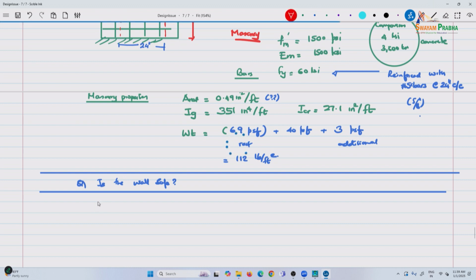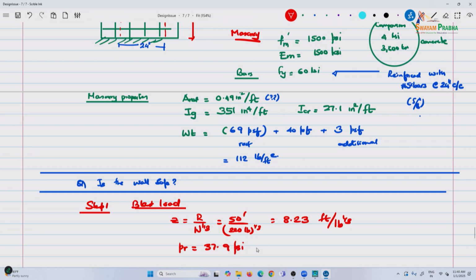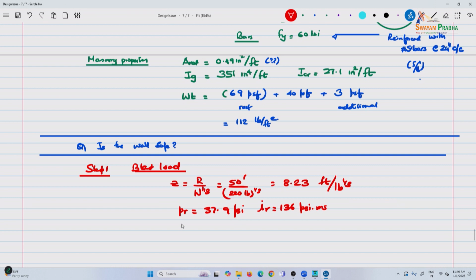So, let us start with the blast load parameters. You have Z equals R by W to the power 1 by 3. So, this is 50 feet, 220 pounds, comes to 8.23. And the pressures are 37.9 psi, IR is 136, and TD is 2 IR by PR, which is 7.